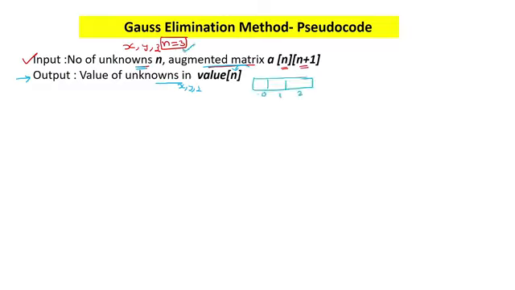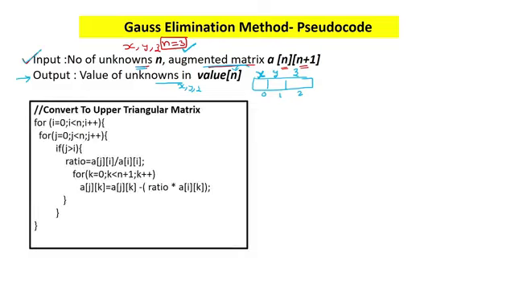So for the case of n equal to 3, I will have the elements at 0, 1, 2 positions, and here x will be stored, here y will be stored, and here the value of z will be stored. So after taking the input from the user, what is the next step? The next step is we have to convert our augmented matrix into the upper triangular matrix. So this is the code to convert that into the upper triangular matrix. And after this code is over, we will have the new matrix. That is, the augmented matrix A will be changed to the upper triangular matrix.